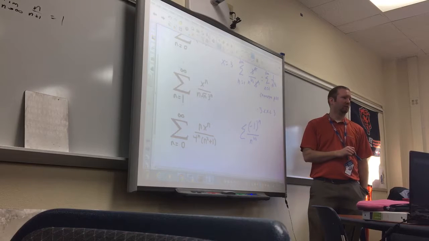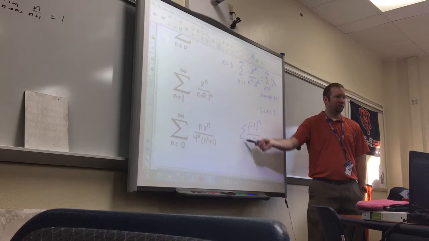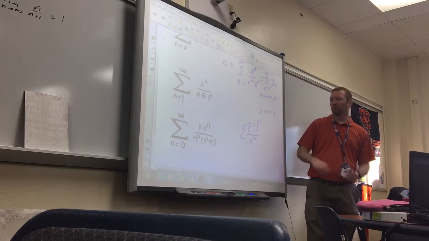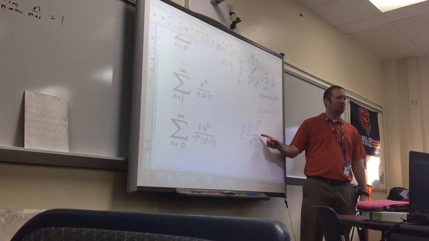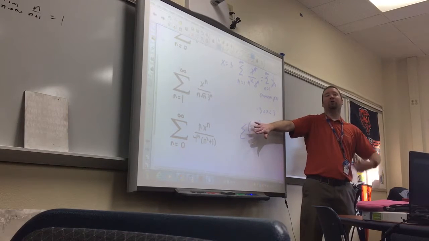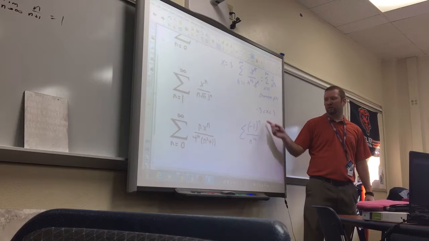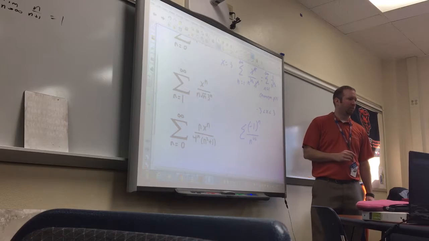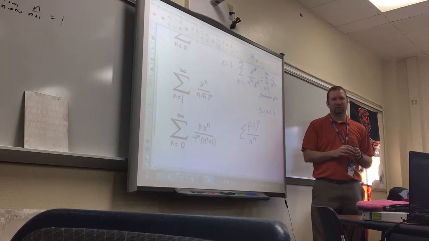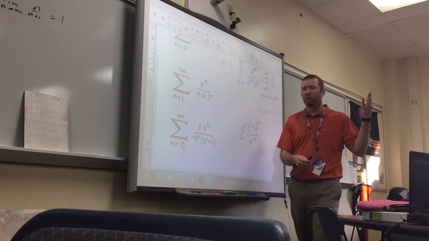But there's a chance this one still converges, okay? I didn't prove that this one diverged. I proved that its absolute value diverged, right? I proved that when all the terms were positive, the series diverged, okay? But there's still a chance for this series to converge using what's called an alternating series test, okay? An alternating series test basically has 3 things you have to prove.